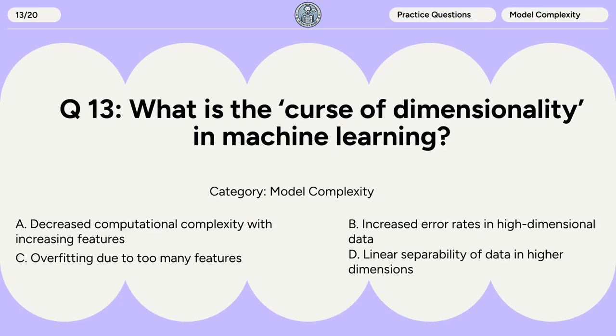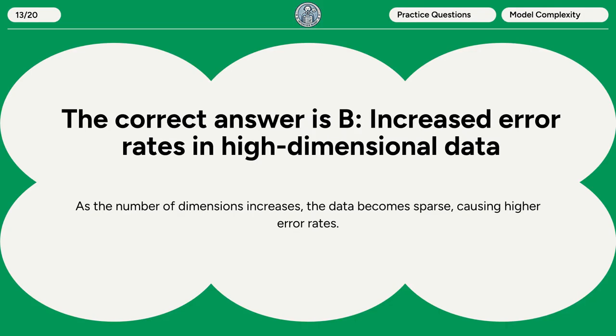Question 13. What is the curse of dimensionality in machine learning? A. Decreased computational complexity with increasing features. B. Increased error rates in high-dimensional data. C. Overfitting due to too many features. D. Linear separability of data in higher dimensions. The correct answer is B. Increased error rates in high-dimensional data. As the number of dimensions increases, the data becomes sparse, causing higher error rates.